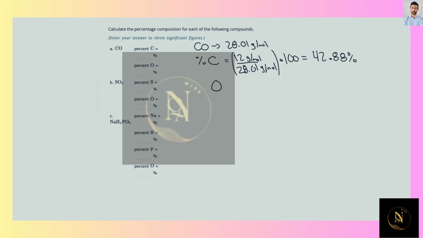On the other hand, for oxygen, we're going to do the exact same thing. In this case, it is 16 grams per mole over 28.01. Well, it would be, in this case, 12.01 on the first one, just to be extra accurate. On the second one, 16 grams per mole out of the 28.01 grams per mole times 100. This is going to give us 57.12%. So over here, 42.88. Down here, 57.12.